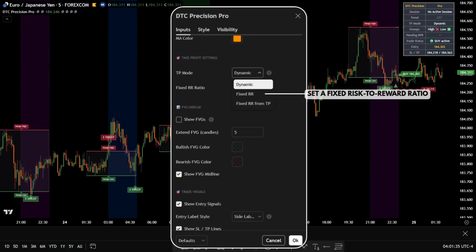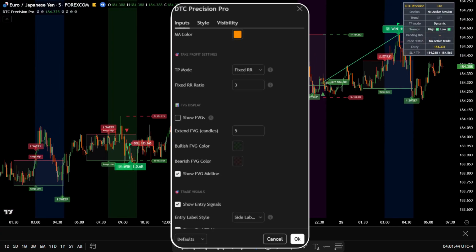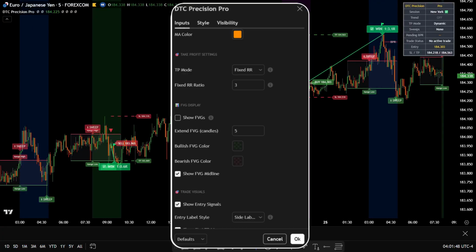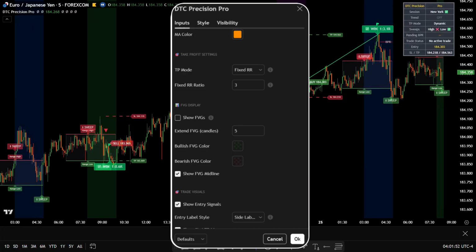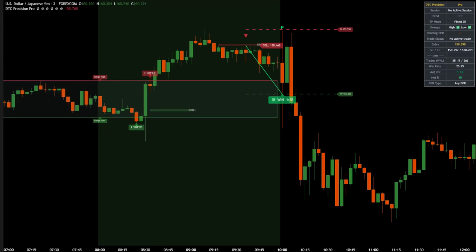Fixed RR lets you set a fixed risk to reward ratio. Default is 3.0. The indicator calculates your TP based on the distance from entry to stop loss, multiplied by the ratio. So if your entry is at 2,000, your stop is 10 pips away at 1,990, and your ratio is 3, your TP is 30 pips away at 2,030. Simple and consistent. The stop loss still stays at the sweep extreme. This is useful when you want standardized targets regardless of where the range levels are.